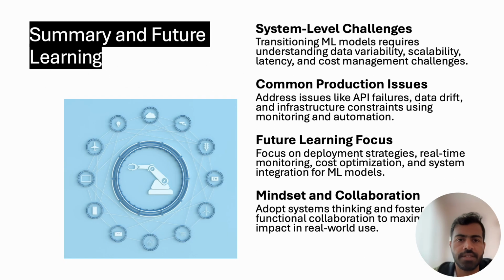So, the summary is notebook success does not guarantee production success. Production requires system thinking. Phase 4 bridges the gap between learning and real jobs. In the next video, we will start with the most basic production question. How does a trained ML model actually get used by other systems? We will answer this step by step.